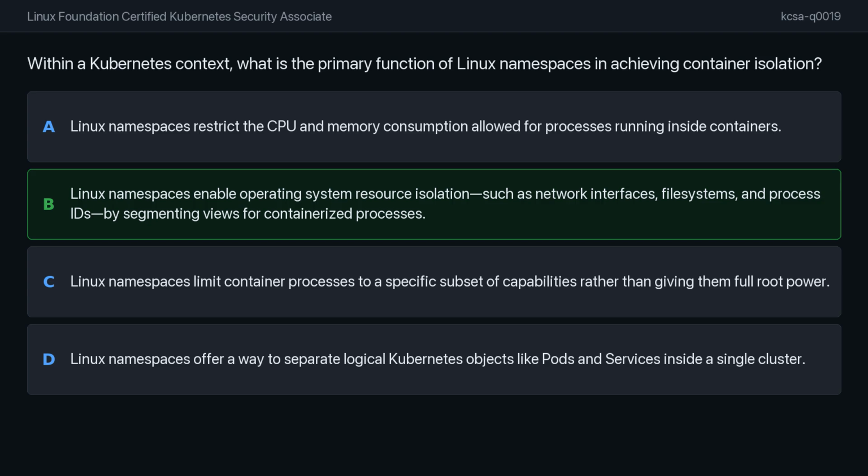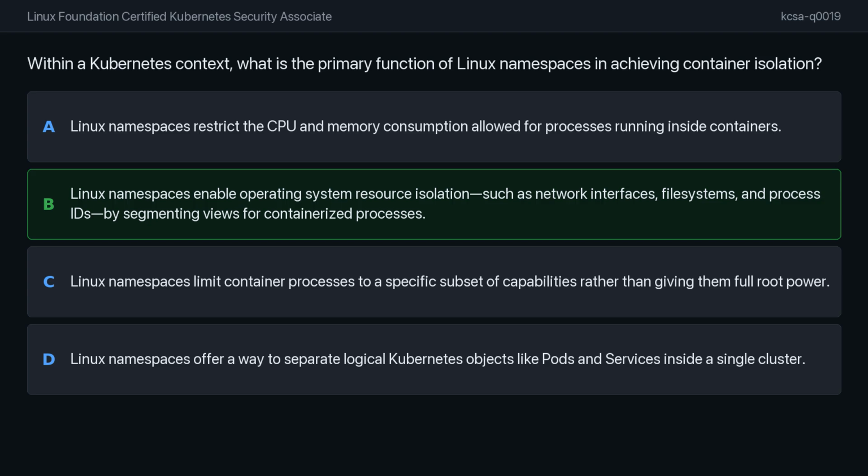Let us look at why the other options are incorrect. Option A describes C groups, which are responsible for resource allocation, like CPU and memory limits. Option C refers to Linux capabilities, which are used to restrict root privileges for processes. Finally, Option D refers to Kubernetes namespaces, which are logical partitions inside a cluster, not Linux kernel primitives.